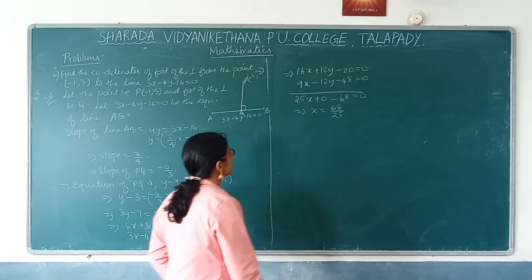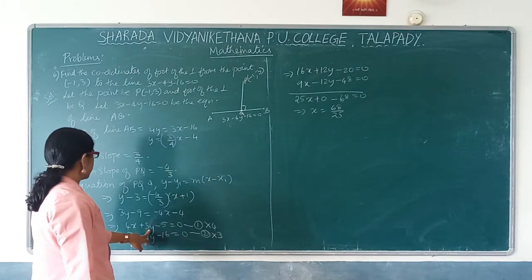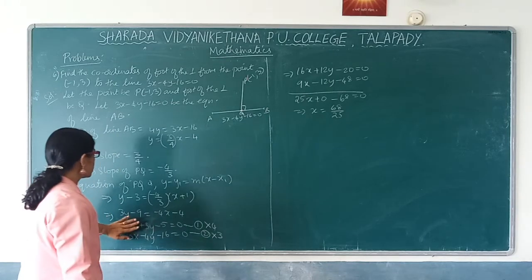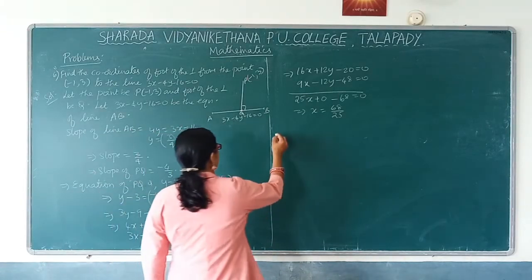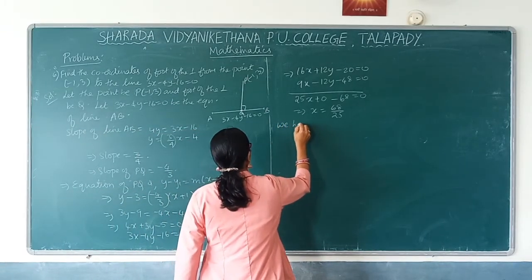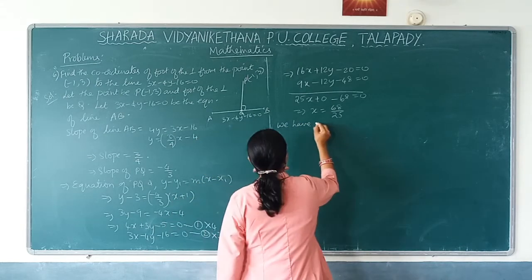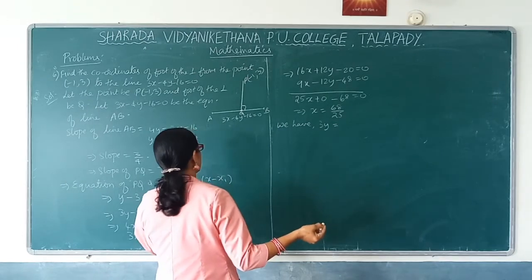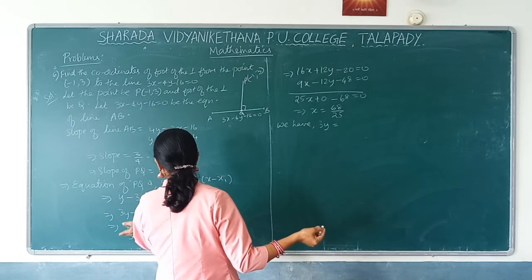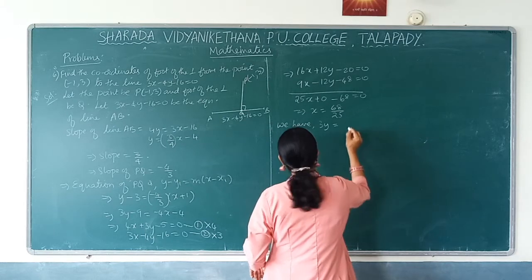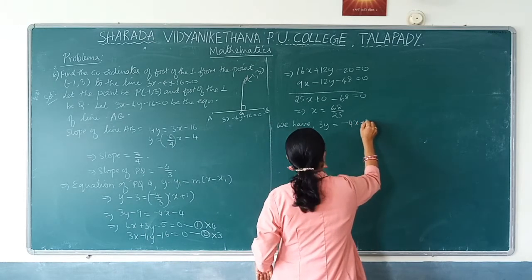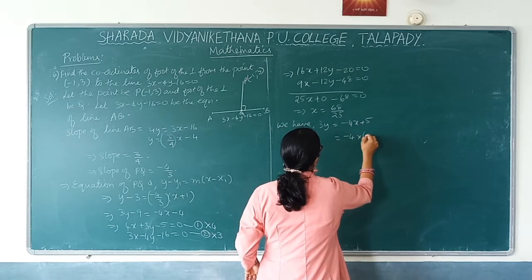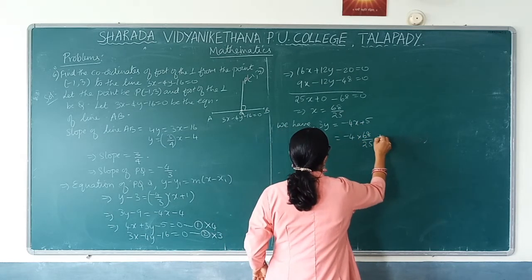So one coordinate we got. Now we need to get the second coordinate, that is the y coordinate. Better to use a simpler equation. Use this to get the y value. So what is the y value? We have, what is the equation? Original equation we will take. 3y is equal to, 3y means I need only the y part, so I will take y separate and the others we will take to the other side. Minus 4x plus 5. So 3y is equal to minus 4 into what is x? 68 by 25 plus 5.